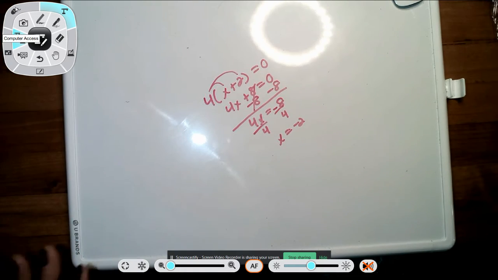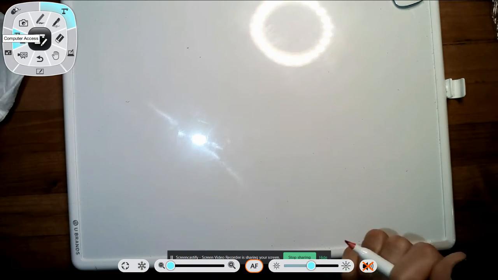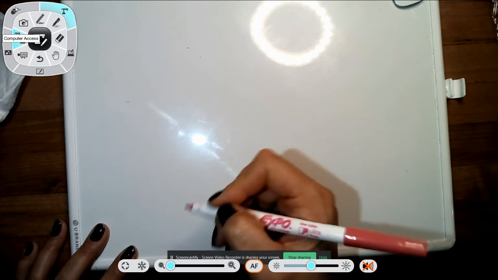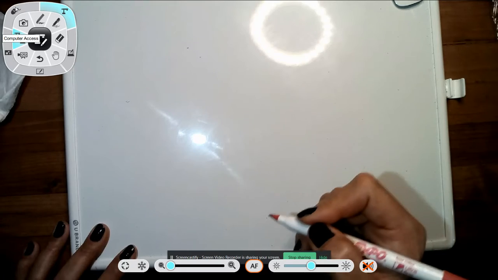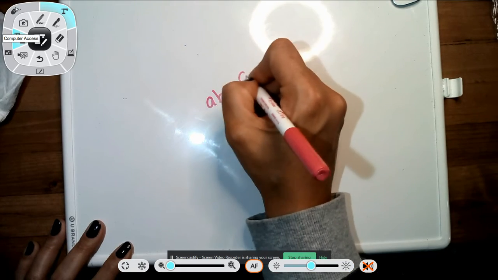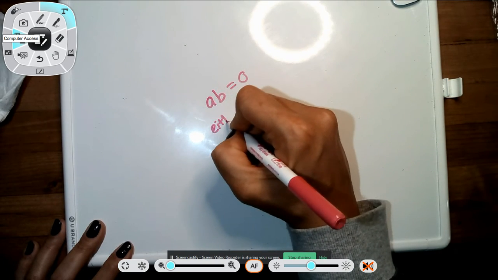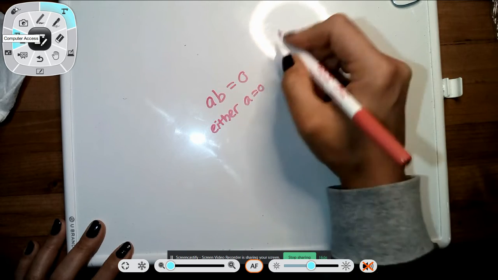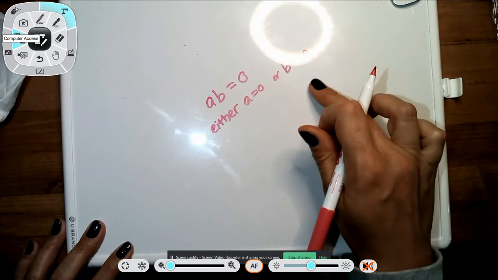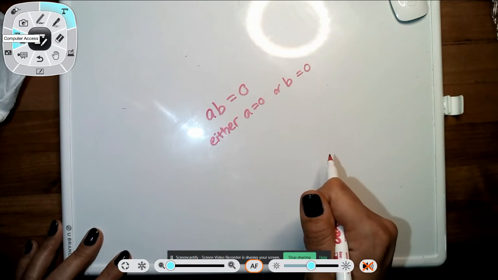Okay, so it gives us an idea that when you're multiplying anything by 0, you're going to get 0. And conversely, if you have 0 as an answer, you had to have multiplied something by 0 to get 0. So the rule is this: if A times B equals 0, then either A equals 0 or B has to equal 0. One of the two of them has to be 0 to multiply and give me 0 as an answer.